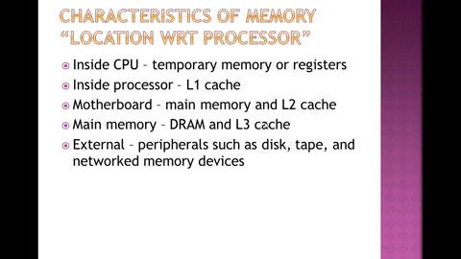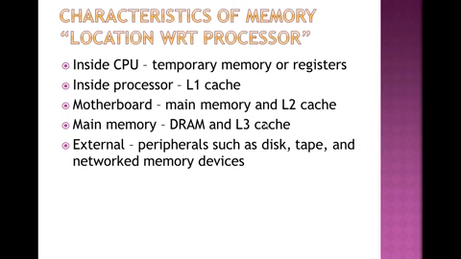That is, we can store the data inside the CPU, that is your temporal memory or the registers, where data is stored on a temporary basis. Then the next point is inside the processor, that is the L1 cache. Then the next memory used with respect to the processor is your motherboard, which contains 2 parts, main memory and the L2 cache. Then main memory contains 2 parts, that is dynamic RAM and L3 cache.